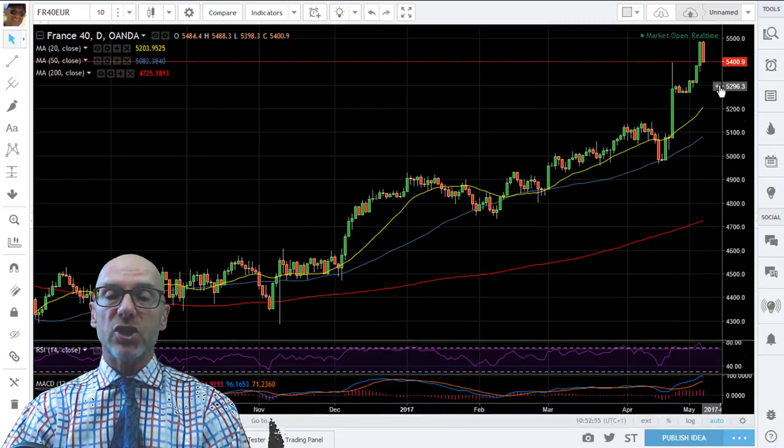Now, just very quickly looking at the CAC 40. This is a daily chart. You can see that we're overextended. The RSI did get as high as 77 on Friday. It's overbought. It's extended away from the moving averages. One would expect further consolidation.